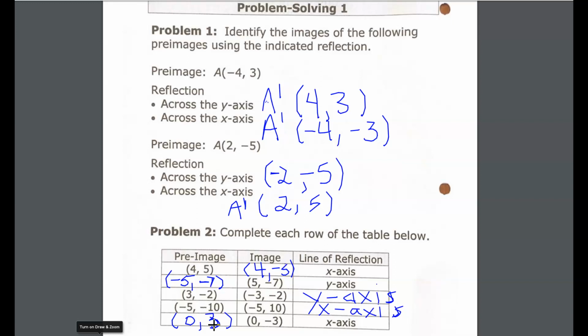Okay, a couple of things to review for your homework today. And that is, on your coordinate plane, this is quadrant 1, this is quadrant 2, quadrant 3, and this is quadrant 4, just in case you've forgotten that.